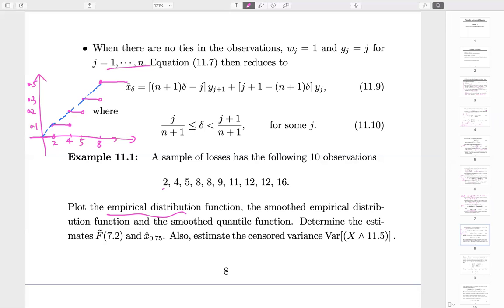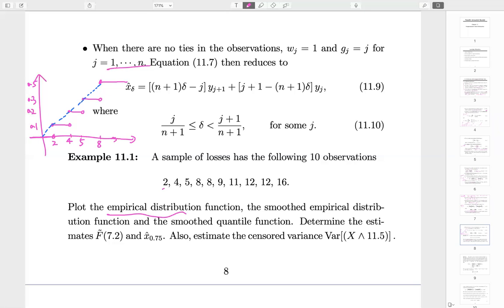Well, this is slightly difficult. You just need to divide by n plus 1. So you divide by 11. So at 2, what is it? At point 2 it is not 10%. It's 1 divided by 11.